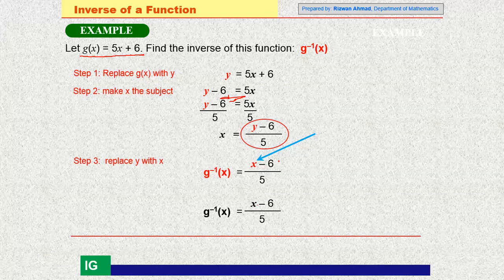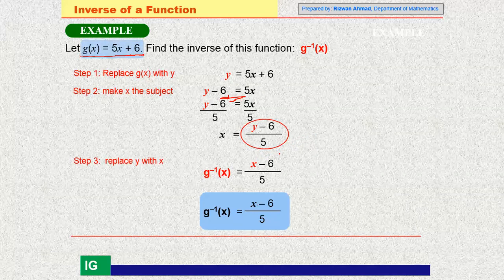So these are the steps to find the inverse of a function. First we replace f of x or g of x, the name of the function, with y, and then we make x the subject, and then finally when we have made x the subject, we replace all the y's with x and we will get the result.